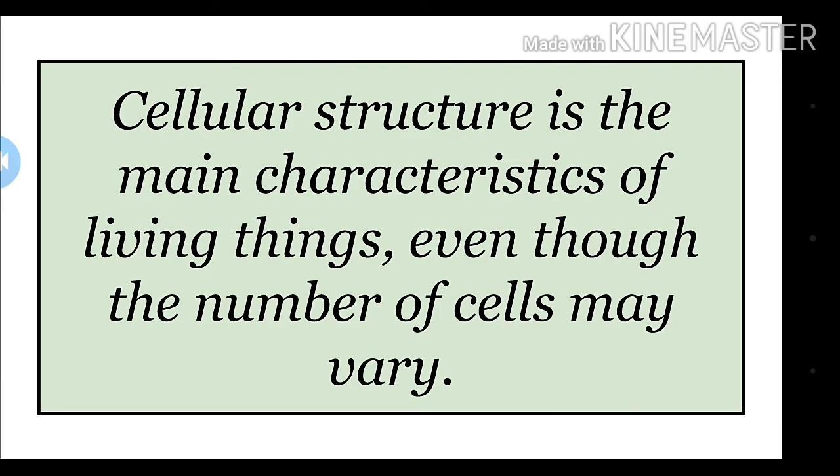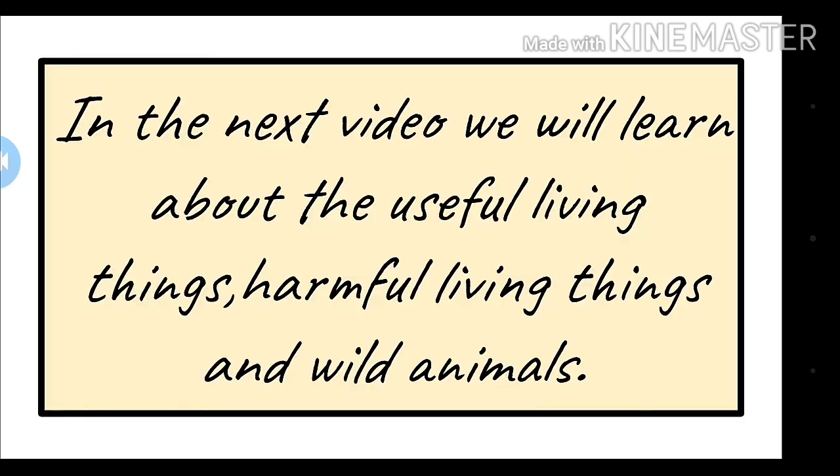Cellular structure is the main characteristic of living things, even though the number of cells may vary. All the characteristics are important, but cellular structure is the main characteristic of living things, even though it may be a unicellular or multicellular organism. So this was our last characteristic of living things.